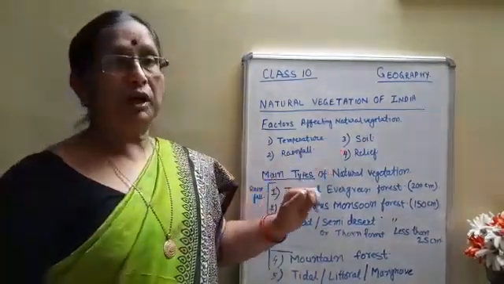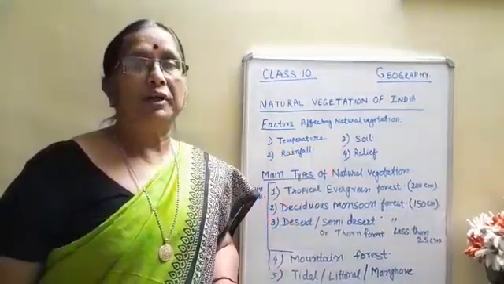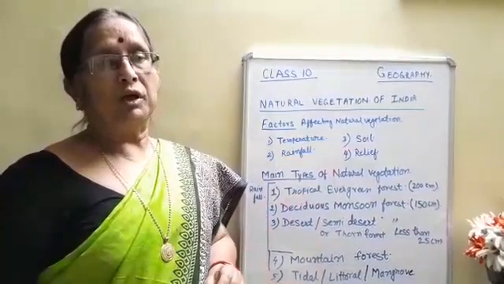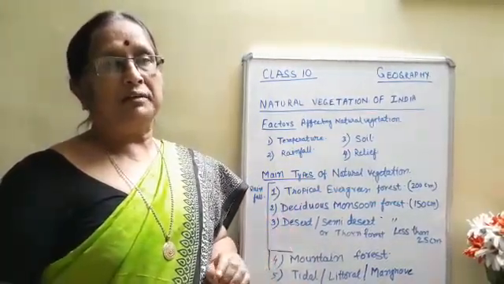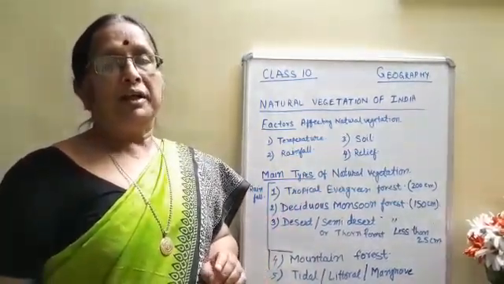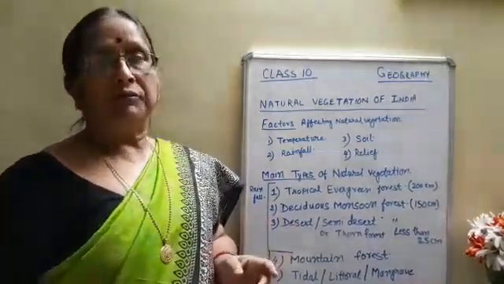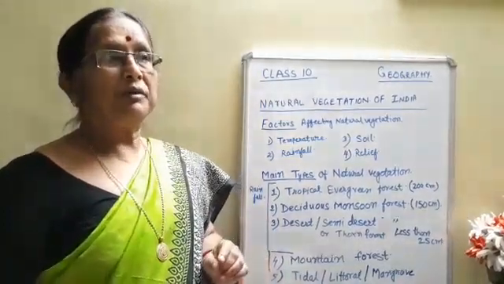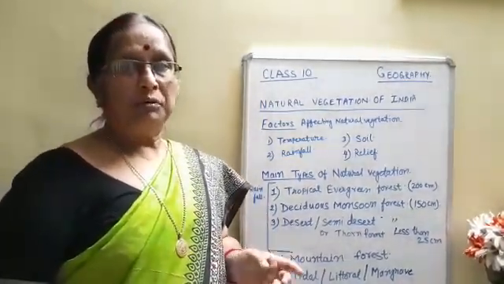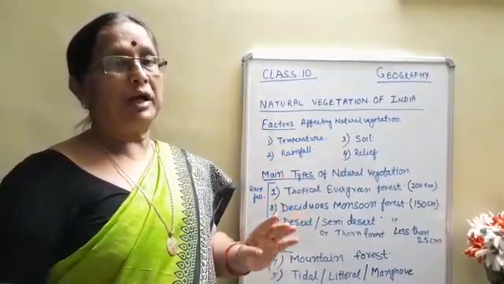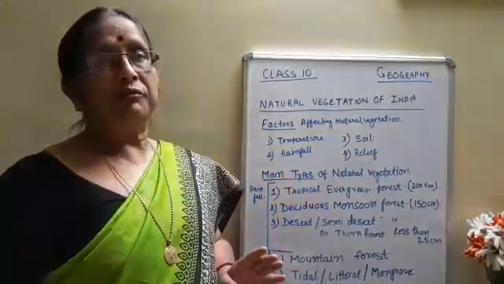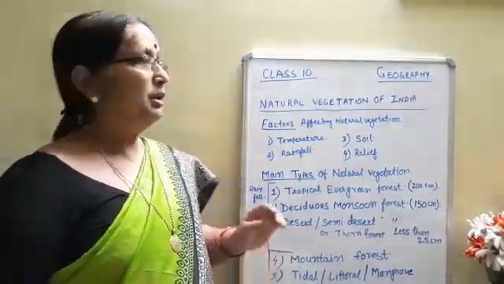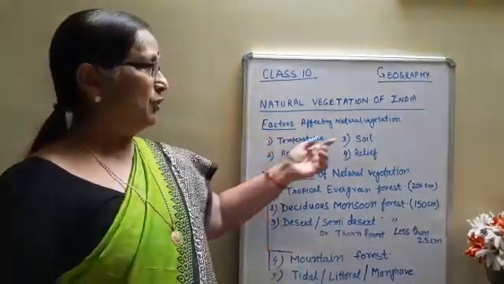Number three is the soil. In the whole of India, we have various types of soil like black soil, alluvial soil, which you have done in the previous lesson, laterite soil, and red soil. These are the four main types of soil. Apart from that, we have mountain soil and desert soil. So according to that, we have different types of vegetation because all soils cannot have all types of natural vegetation. So temperature, rainfall and soil.